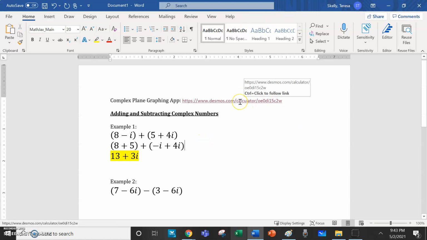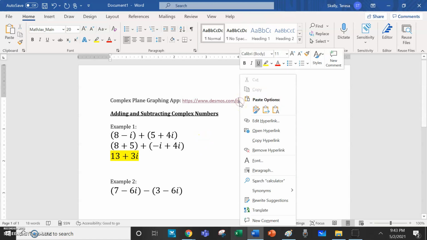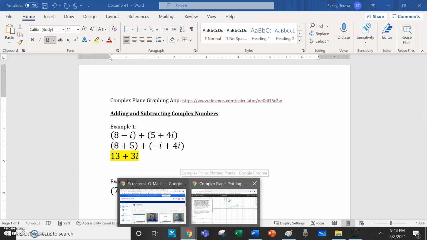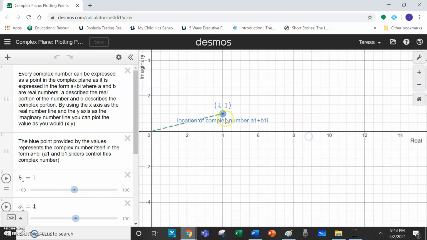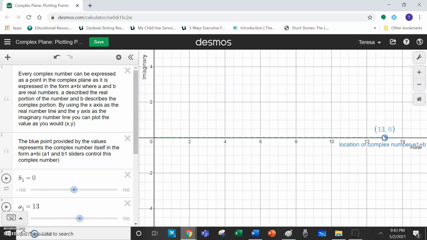So if I'm going to graph it, I go to my link, so I can copy and paste the link. I can right click and open the hyperlink, but once I have that hyperlink, I'm graphing 13 plus 3i. Now I've got a couple ways to do this. Notice I don't see 13 on my real number plane, so I can drag until I do and bring my point over to 13 on the real number, and then I need to go up 3, so I can drag it up until I get 3, so it should be 13 and 3.